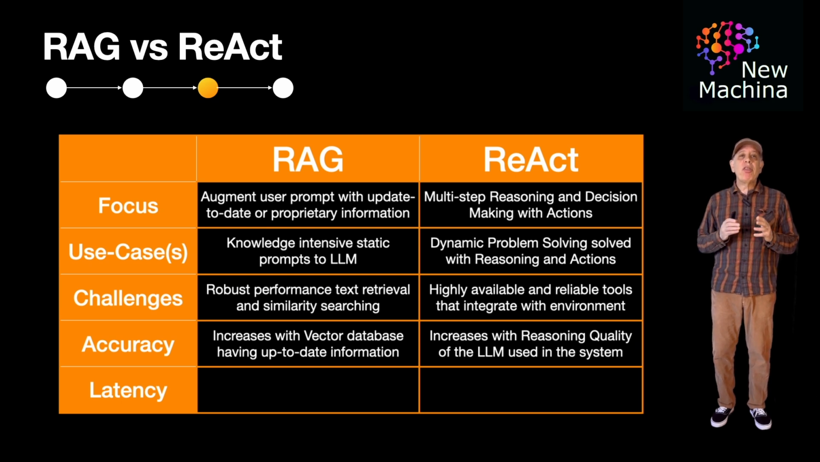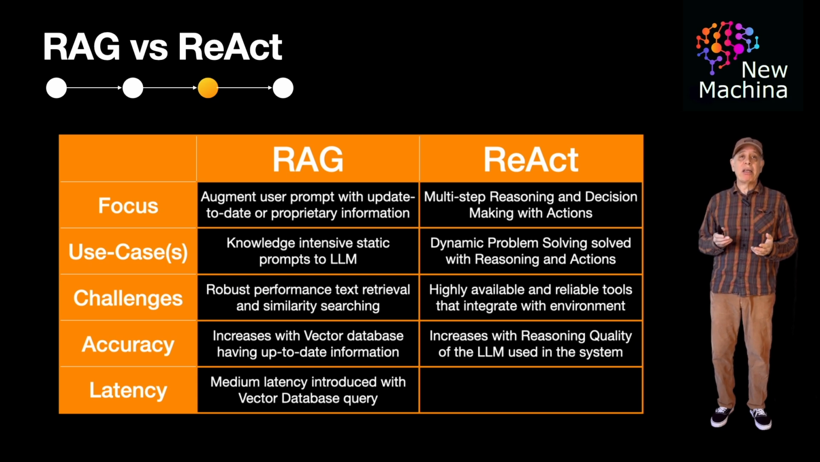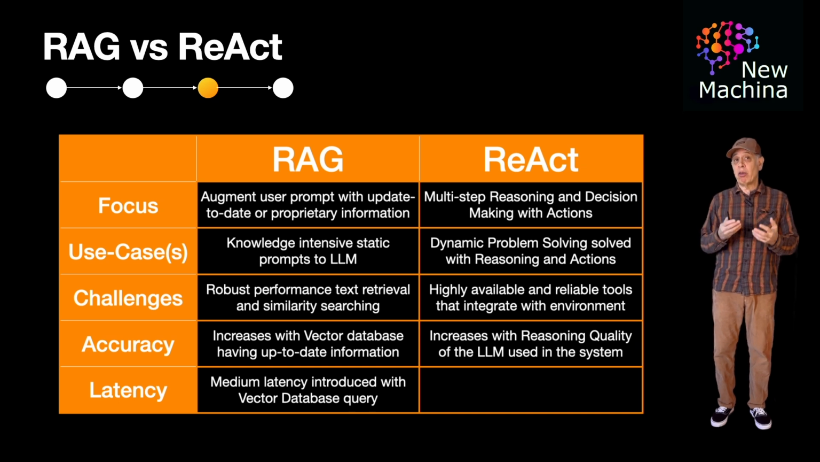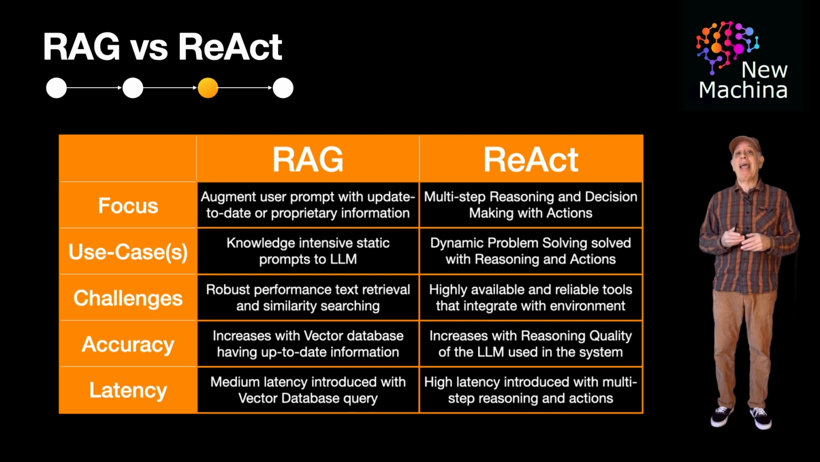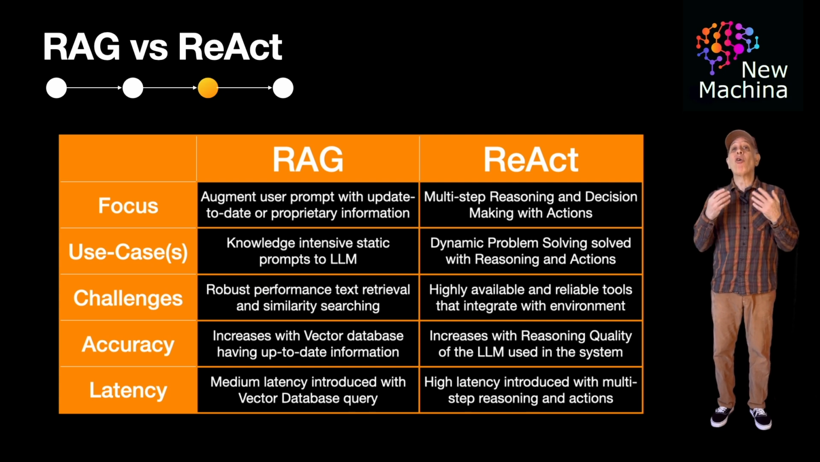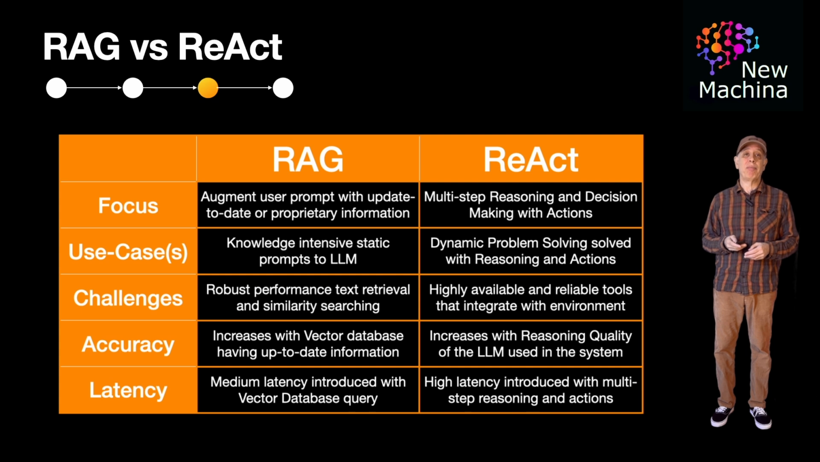The fifth area of comparison between RAG and ReAct is latency. For RAG, there is an amount of latency introduced since there's a vector database retrieval step introduced into the prompt request response lifecycle. For ReAct, there's actually a higher amount of latency introduced as the LLM in the ReAct agentic system must execute multi-step reasoning. Additionally, invocation to tools that make external API requests also introduce additional latency.